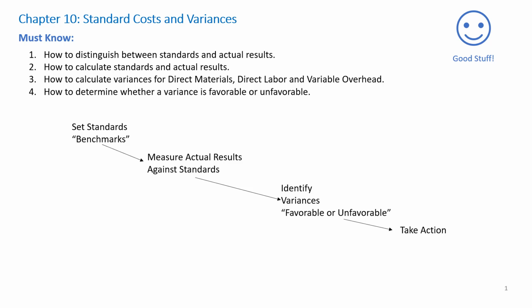The must know for this chapter include: 1. How to distinguish between standards and actual results. 2. How to calculate standards and actual results. 3. How to calculate variances for direct materials, direct labor, and variable overhead. And 4. How to determine whether a variance is favorable or unfavorable.